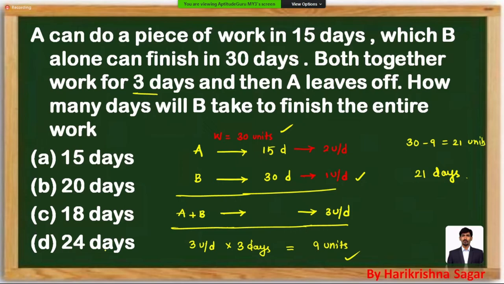And if the question is, how many days will B take to finish the entire work? So what is the entire work? Entire work is 30 units. If 30 units are finished by B, B is finishing 1 unit per 1 day. To finish 30 units, he will take 30 days. Whatever is the given question, read the question carefully and answer the question.